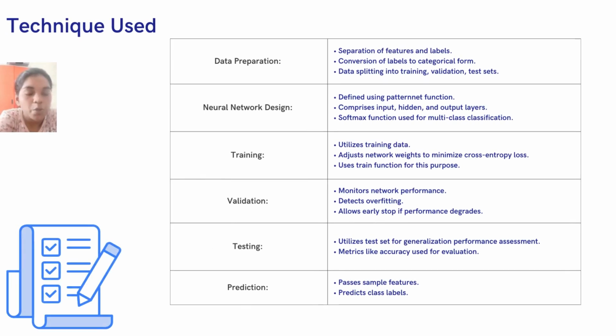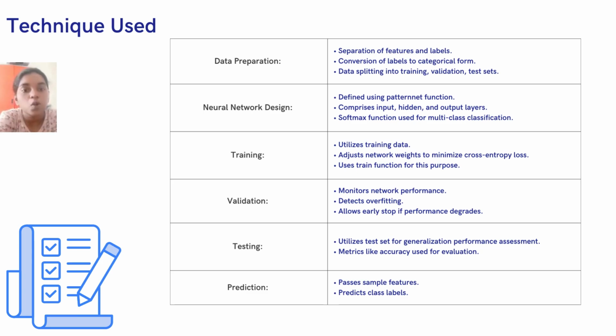To design a model, we need to go through 6 stages, which are data preparation, design neural network, training, validation, testing, and lastly, prediction. So first, we need to prepare data: to separate features and labels, to convert the labels into categorical form, and to split the data into training, validation, and test sets.